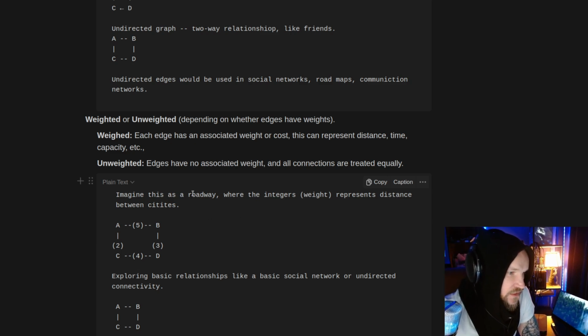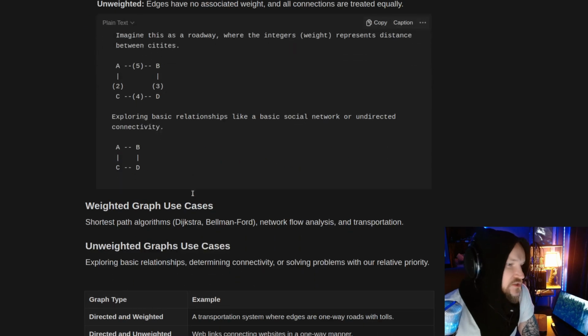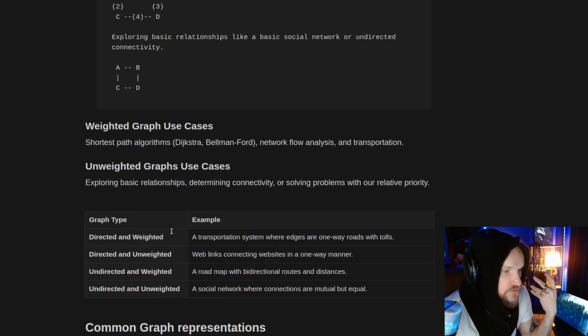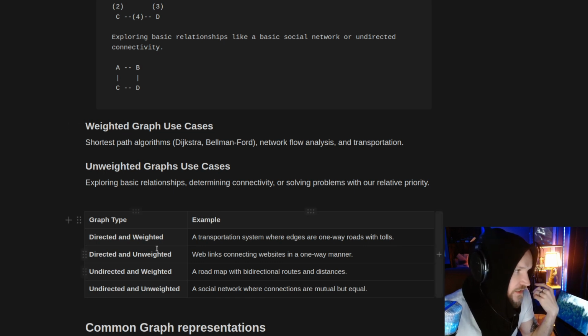And then you've got unweighted, which is basic relationships, right? I mean, unweighted, it's just, you're related in some way. And so, like I said, weighted graphs use shortest path algorithms, and unweighted graphs are just determining if there's a connection, basic relationships, things like that. Here's a table. I'll let you scan over it to see some of the various combinations of the two and the problem domains.